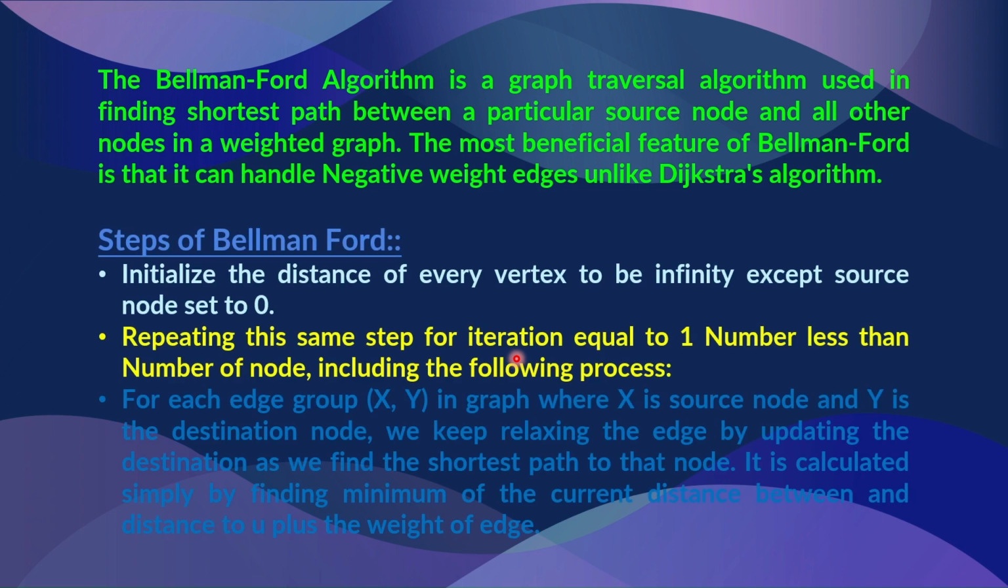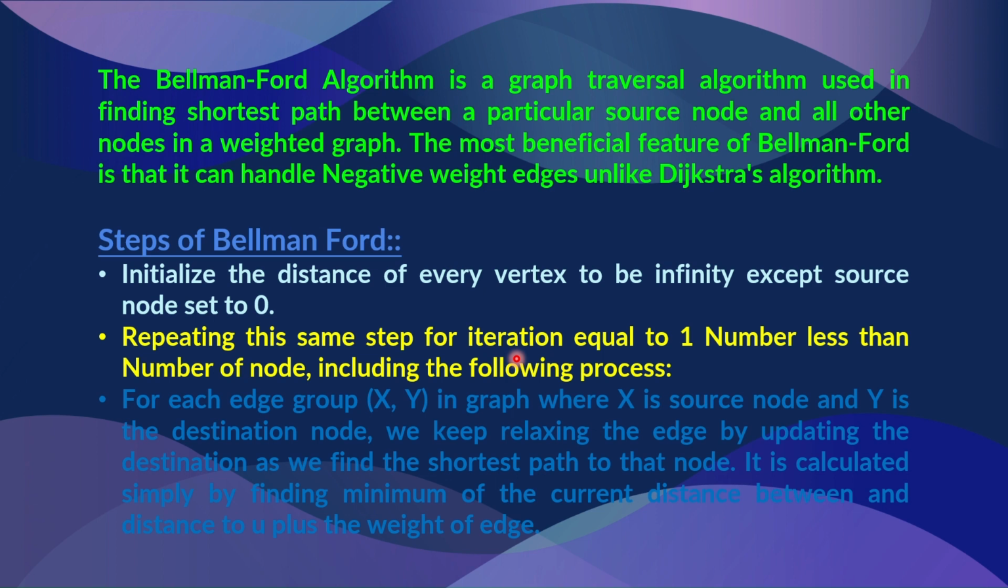Now let us look at the steps of Bellman-Ford. Pretty much alike to Dijkstra's algorithm, but it has some sense of where it can fall apart. Initializing the distance of every vertex to be infinity, except source node set to zero. Repeating now. There is a process which has to be repeated n minus 1 times, where n is the total number of nodes in the graph given.